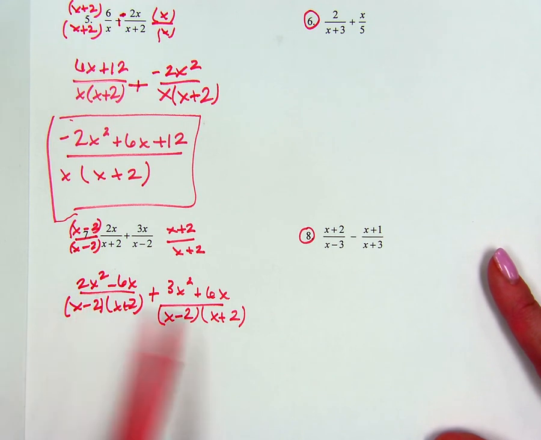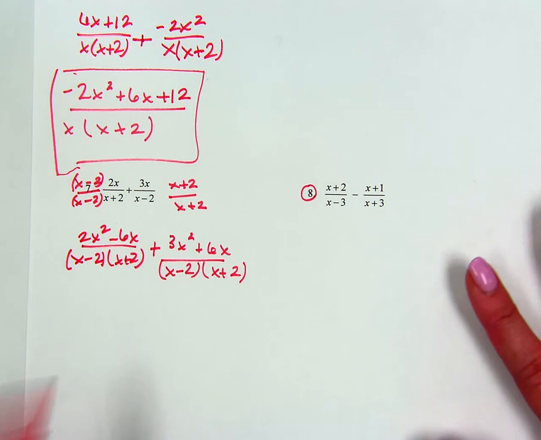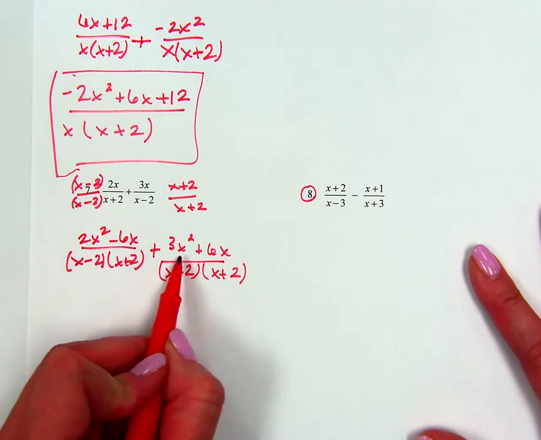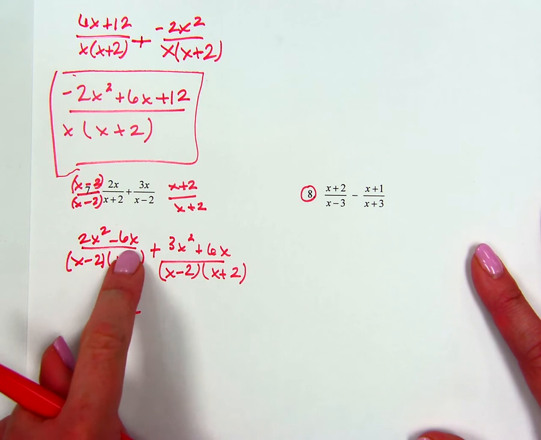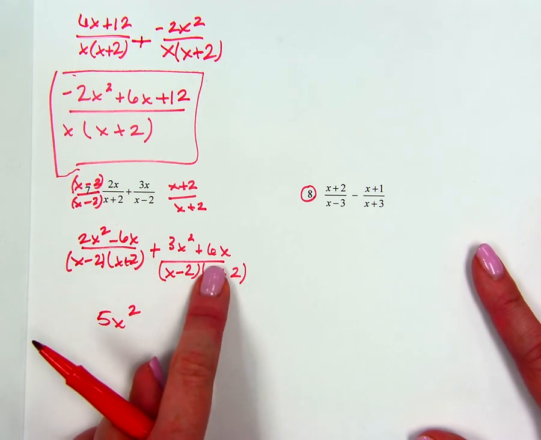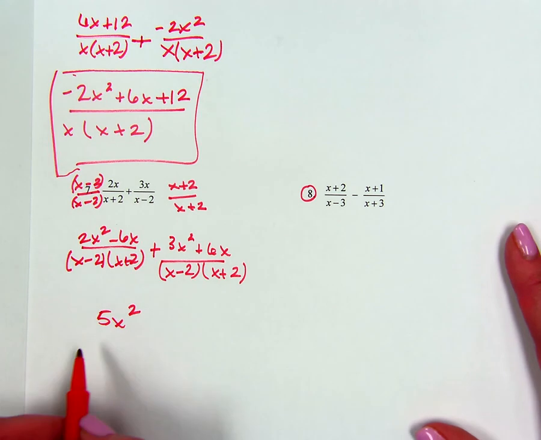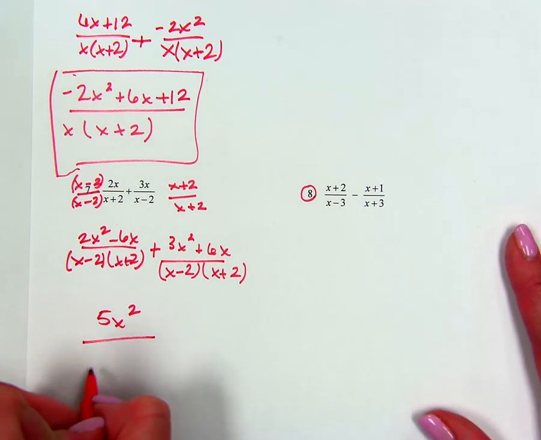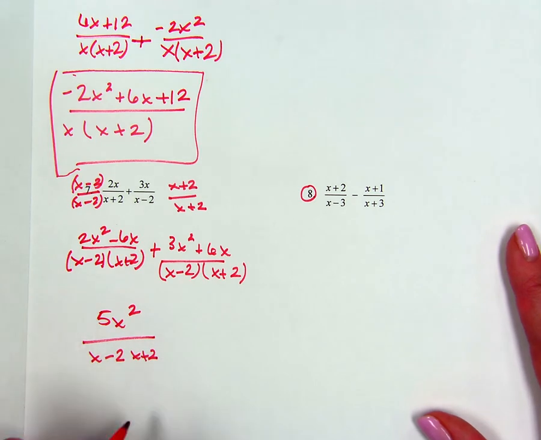So we're going to combine our like terms real quick, and then we'll just leave it as is. We won't reduce it down too far for this one. So 2x squared plus 3x squared, so we have 5x squared. Then we have negative 6x plus 6x. So that becomes 0. So we have 5x squared over x minus 2, x plus 2. And I think that's it. We're all set then.